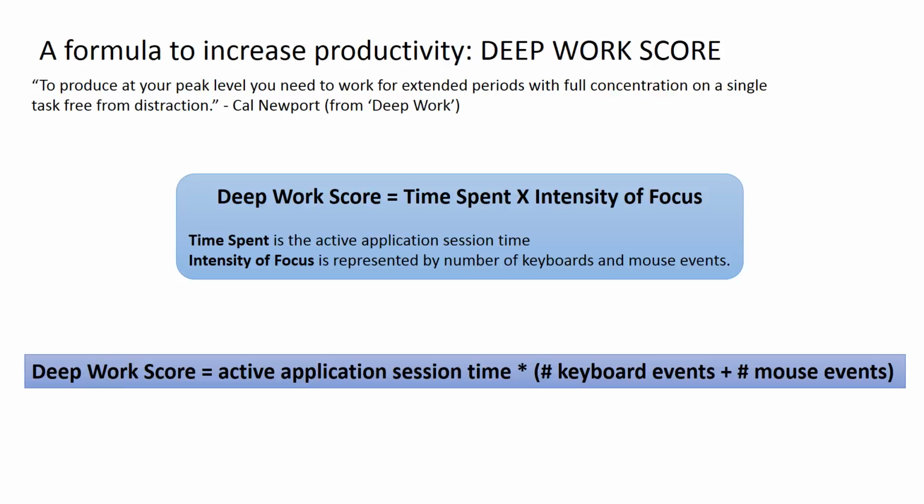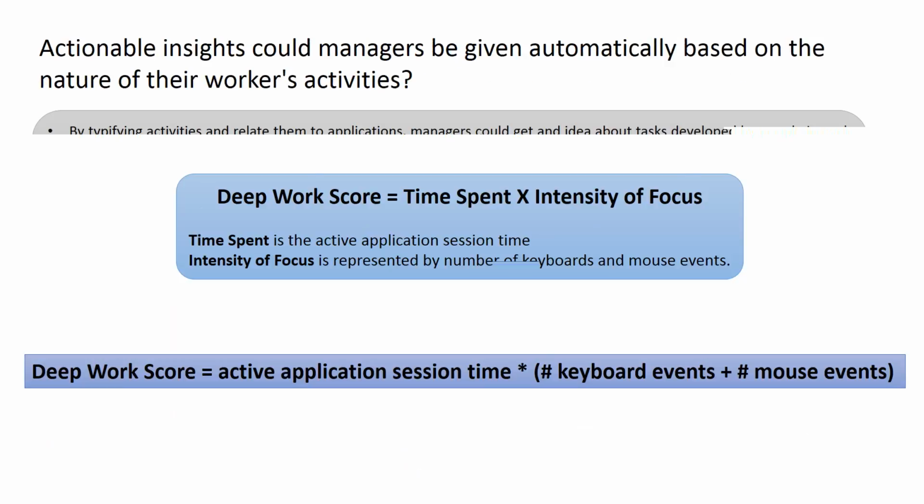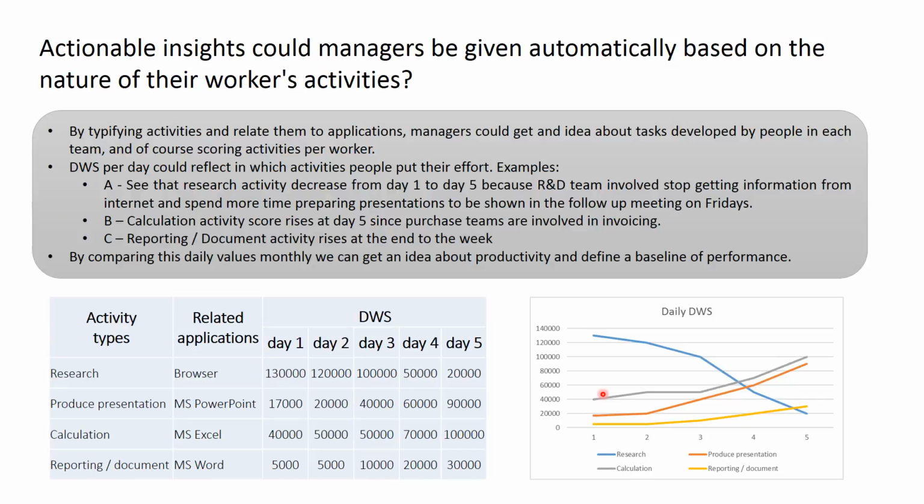We can say that time spent is the active application session time, and on the other hand, intensity of focus is represented by the number of keyboard events and mouse events. If we translate this to a new formula, Deep Work Score is equal to active application session time by keyboard events plus mouse events. Translating this DWS formula, let's try to find actionable insights for managers.